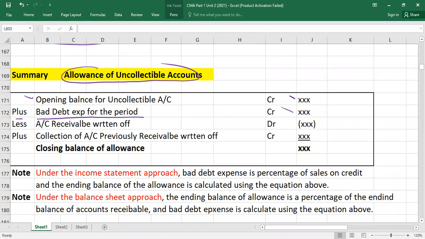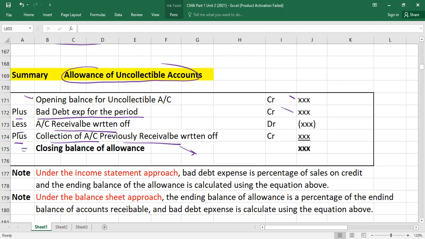Okay. Then you have to deduct what? Accounts receivable written off. Obviously, when you write off the receivables, you debit the allowance and credit the receivables, so that value will be deducted. Then you have to add what? Collection of account receivables previously written off. The direct entry for recovery of bad debts is debit cash, credit allowance. So the allowance needs to be credited, so we will add this value. So this is equal to what?